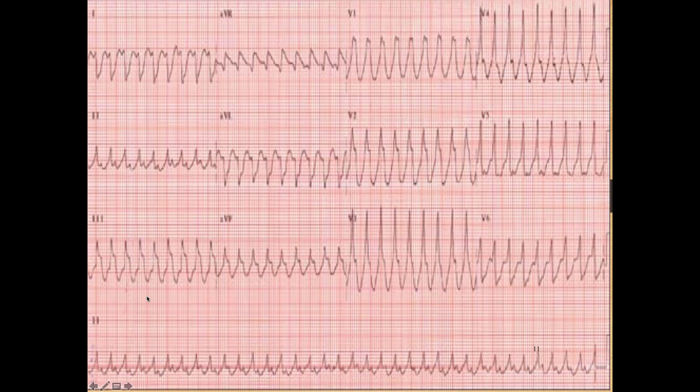Do we have Brugada's sign in the precordial leads? Going in a negative, we don't. We don't have Brugada's sign. We don't have a negative complex wide enough.